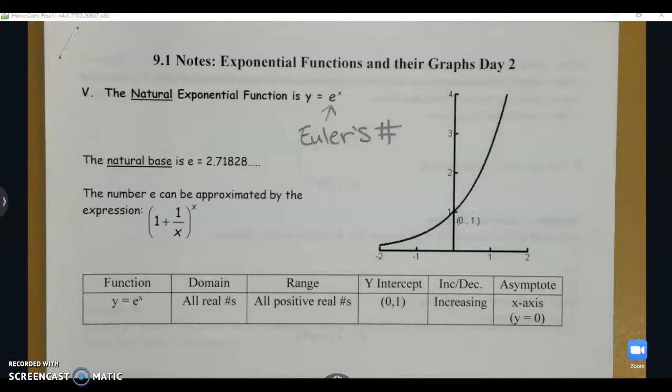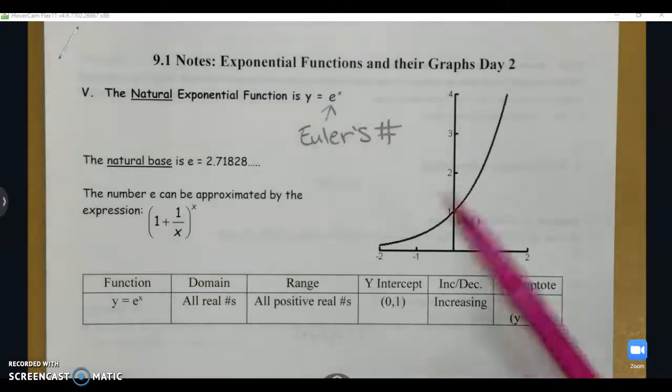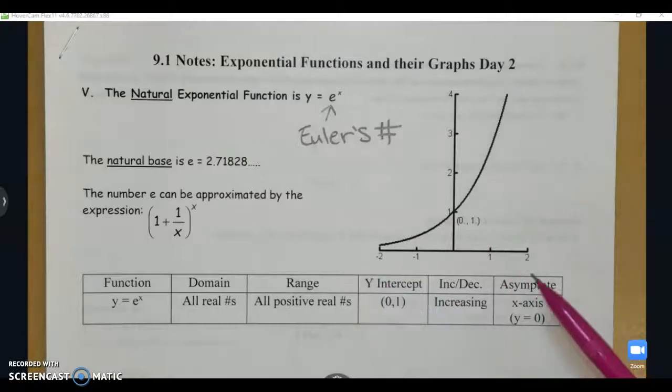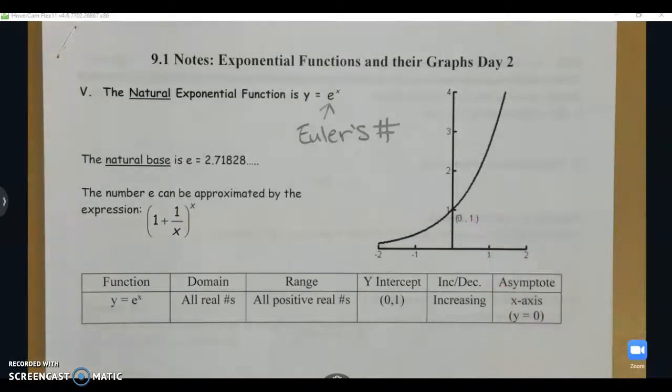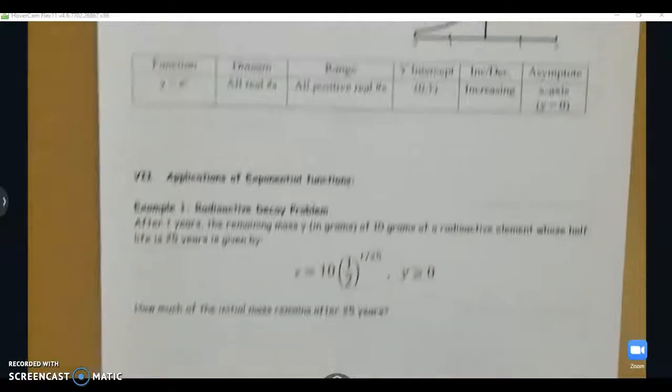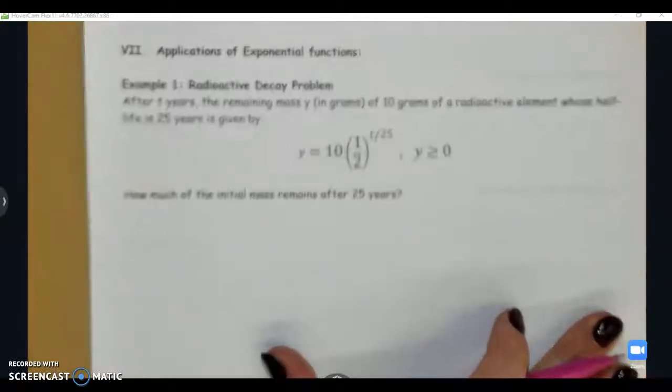So the graph of e to the x power looks like our other exponential graphs. Our domain is all real numbers, our range is positive numbers, our y-intercept is still at (0, 1), and it's an increasing function. So we use e when we are looking at problems that have to do with interest and continuously compounding interest. So first we're going to take a look at a radioactive decay problem, and then we are going to look at those interest problems.